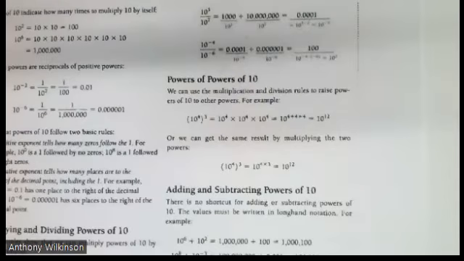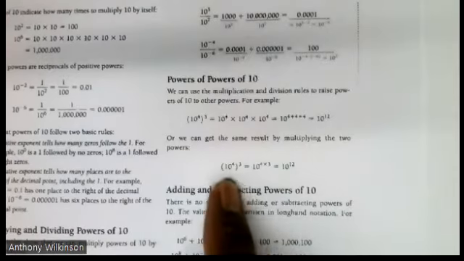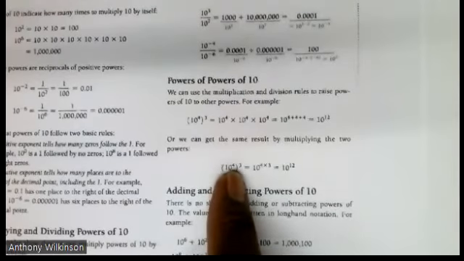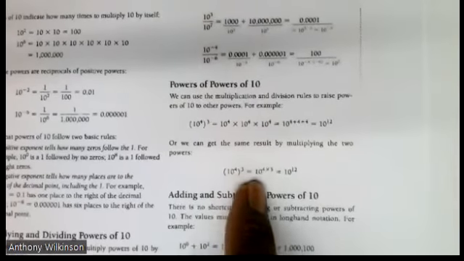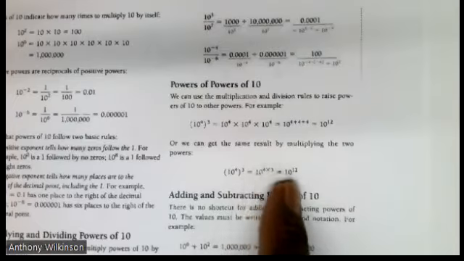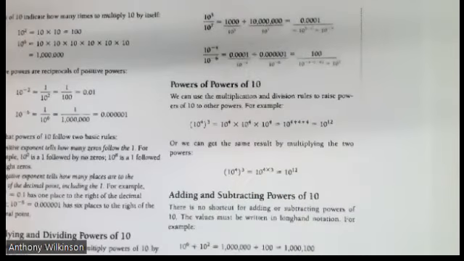The same result can be obtained by just multiplying the exponents. 10 to the fourth raised to the third would be 10 to the 4 times 3, or 10 to the 12th.